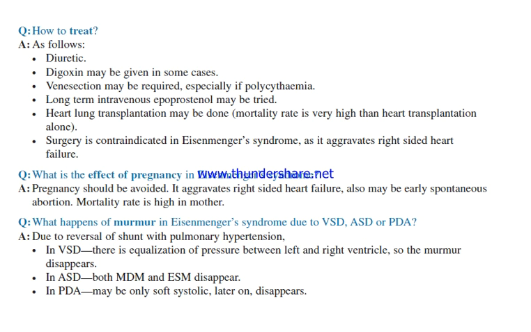What happens to the murmur in Eisenmenger syndrome due to VSD, ASD or PDA? Due to reversal of shunt with pulmonary hypertension in VSD, there is equalization of pressure between left and right ventricles, so the murmur disappears. In ASD, both MDM and ejection systolic murmur disappear. In PDA, maybe only soft systolic murmur, later on disappears.